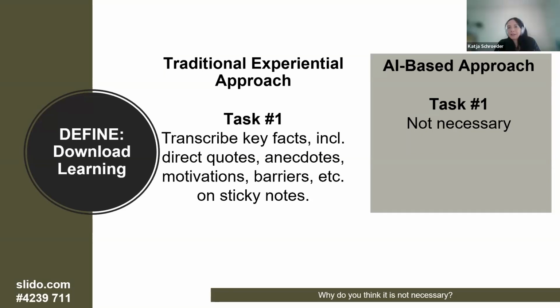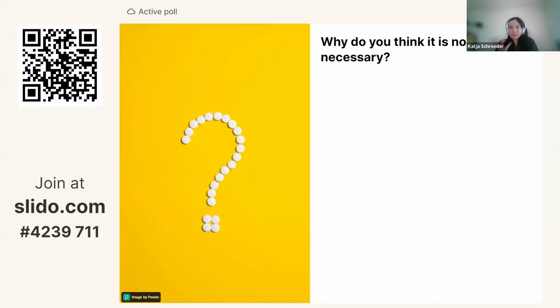For the AI-based approach, we skipped it at that stage. That doesn't mean that students are not using tools like Grammarly on their computers, which are also AI supported, or cannot use tools like Otter AI to transcribe interviews, but this is because it was in an on-site classroom environment. But why do you think it's not necessary at this step? I gave you a little bit away.